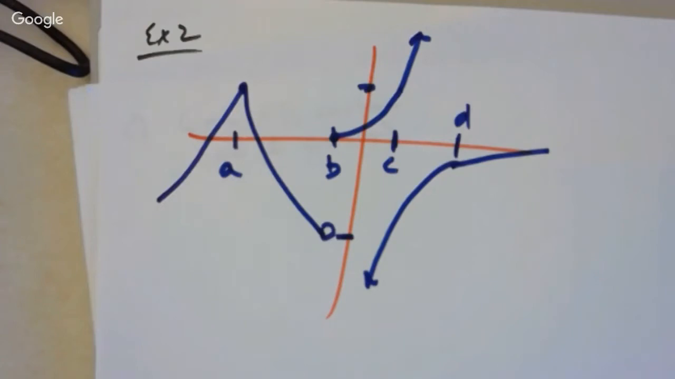All right, volunteer. Who wants to volunteer the person sitting next to them? Josh. Where does the limit exist? A, B, C, or D? D? Okay, let's talk about D real quick.